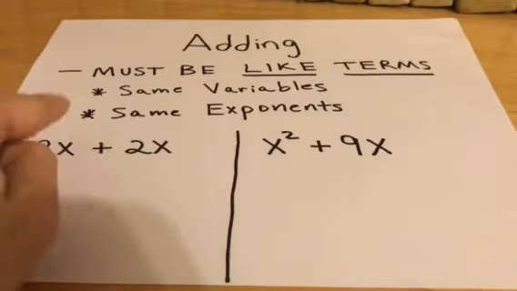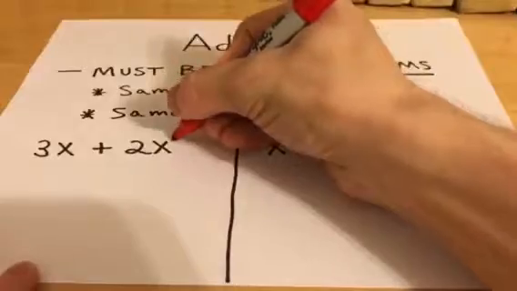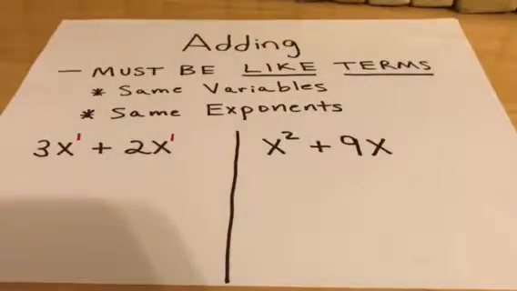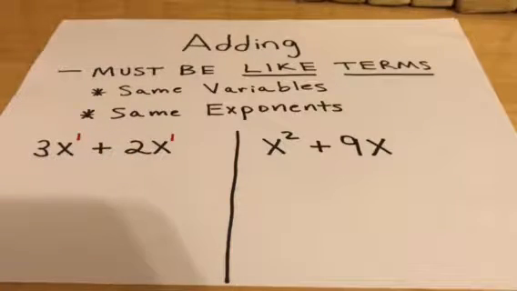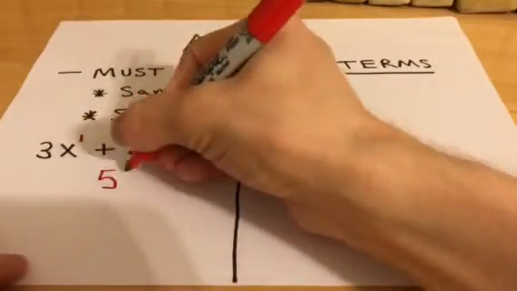So if you look over here, I have a 3x and I have a 2x. We're going to go ahead and add those together. Since they have the same variable, the x, that's good. Do they also have the same exponents? Yes, because the exponents are both going to be 1s. Let's add those together by taking the coefficients out in front and adding those together. Then we're going to put the variable behind that. So what's 3 plus 2? Of course, that's going to be 5. So when I do this, I get 5x.